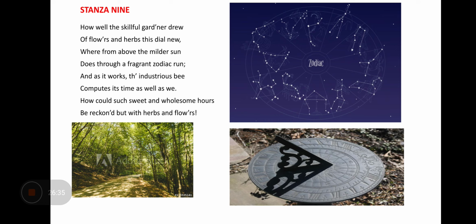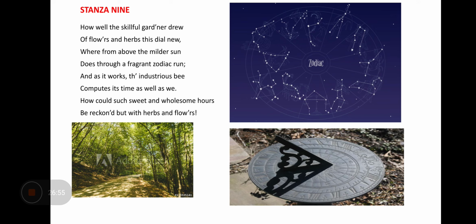In other words, the poet wants to say that nature is everything. So if we want to be successful in life, if we want to enjoy life, we should lead life in the company of nature. Now let's understand the central idea of the poem.